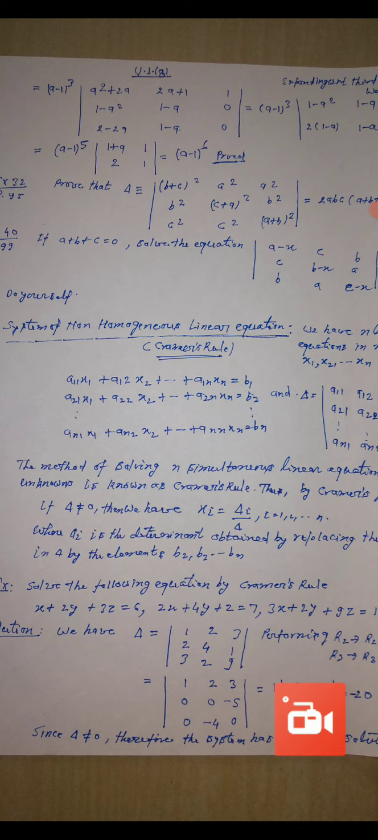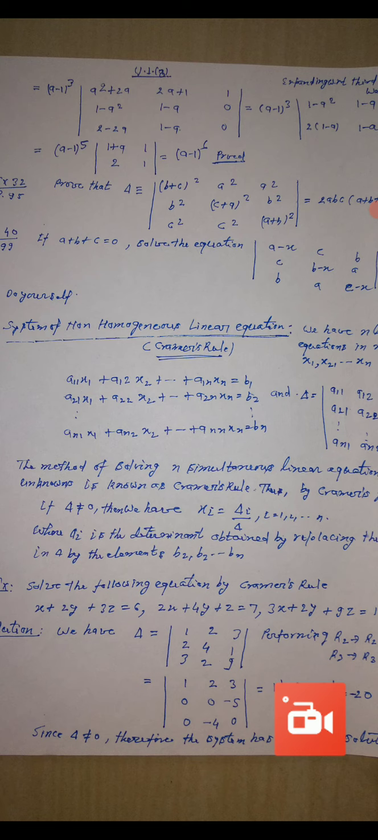So we take common (a minus 1) to the power 5 multiplied by the determinant with first row 1 plus a, 1 and second row 2, 1, and after solving we get it as (a minus 1) to the power 6. This is proved.